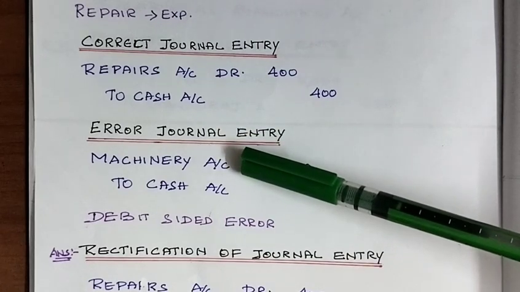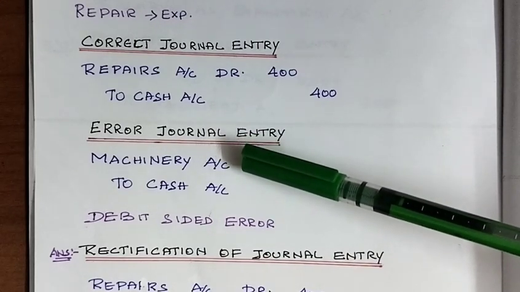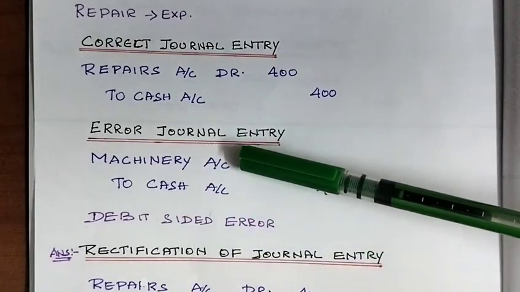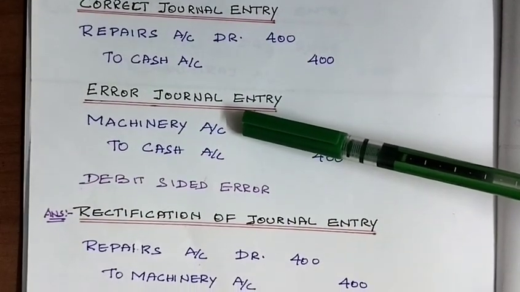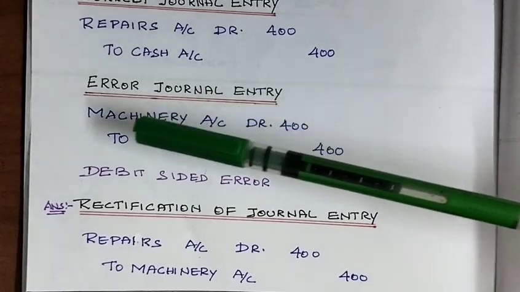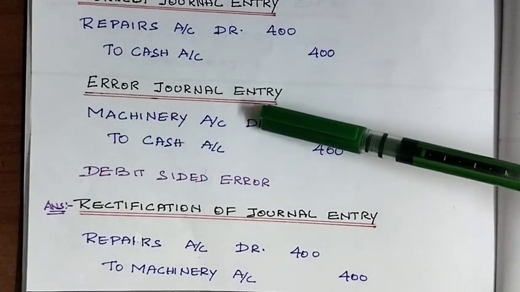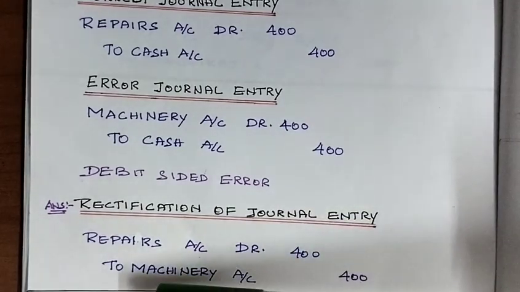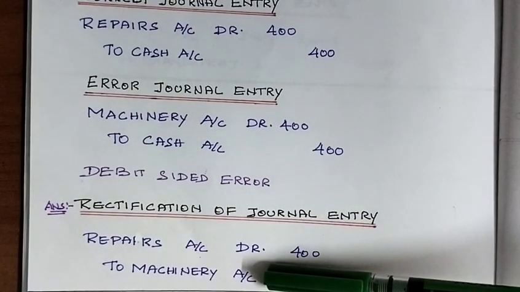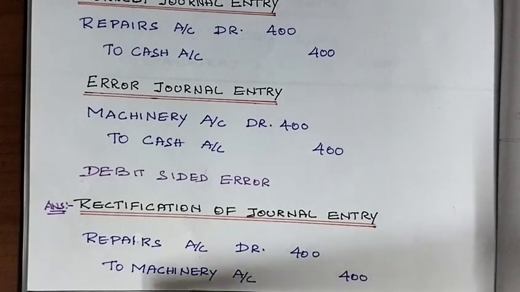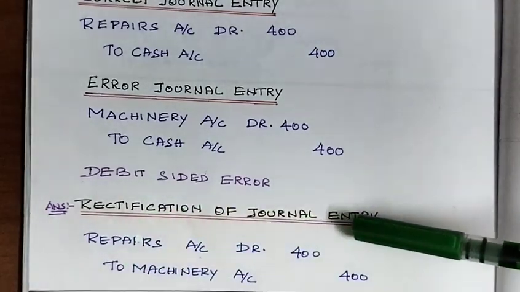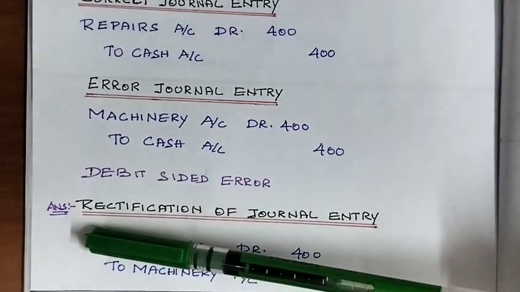It is on the debit side. So how do we rectify it? We have to credit it. We have to credit it only, and the error will be rectified. So the machinery account is on the debit side, and we have to credit it. So we credited the machinery account with 400 rupees. The error account we credited here. Now it is rectified. So the rectification of the journal entry, this is the answer.